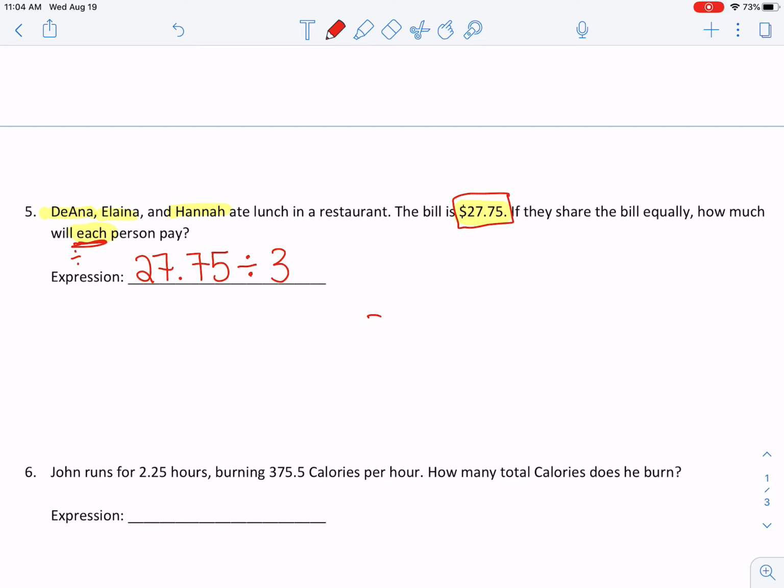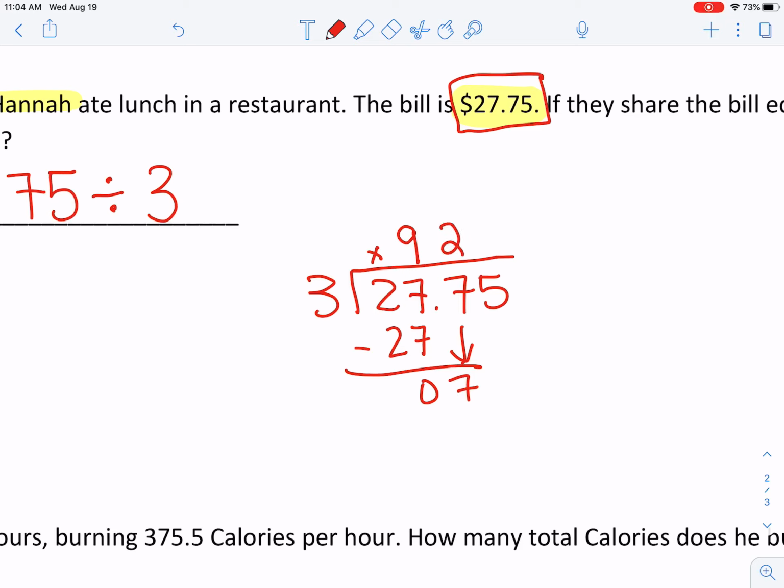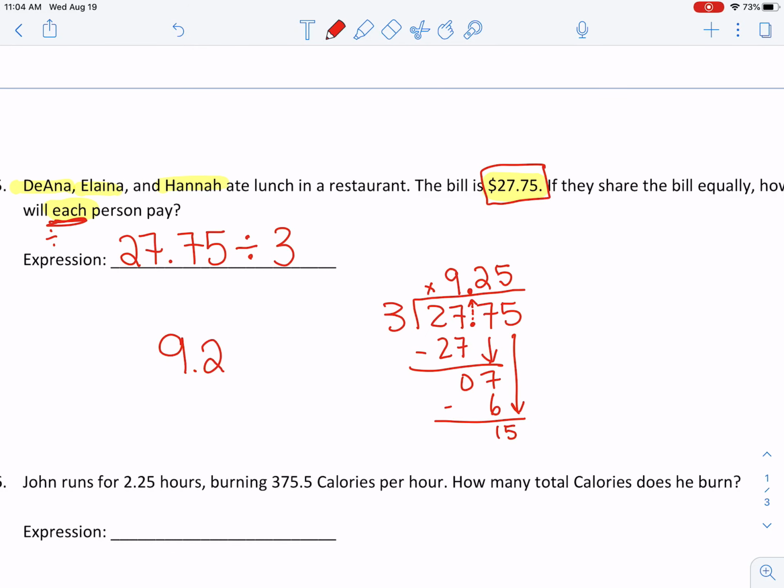So let's divide. The divisor is the second number, so it goes on the outside. The total bill goes on the inside, the dividend. And now we can divide this. 3 does not go into 2, but 3 goes into 27 exactly 9 times. Bring down the 7. 3 goes into 7 2 times. 3 times 2 is 6. Bring down the last number, 5. 3 goes into 5 times. And then make sure that you align the decimal point and it goes back on the quotient. And then this concludes our division.